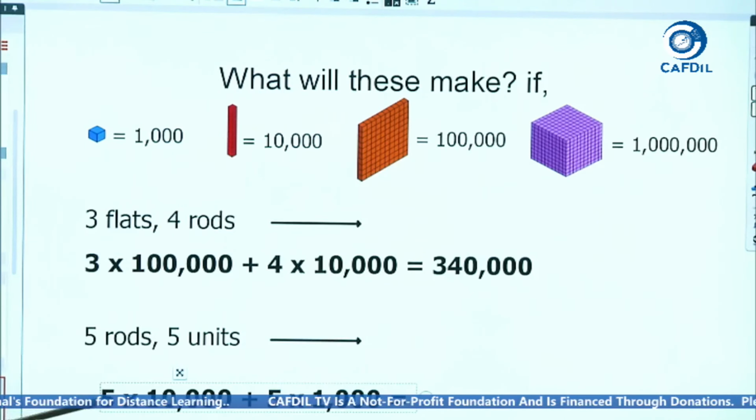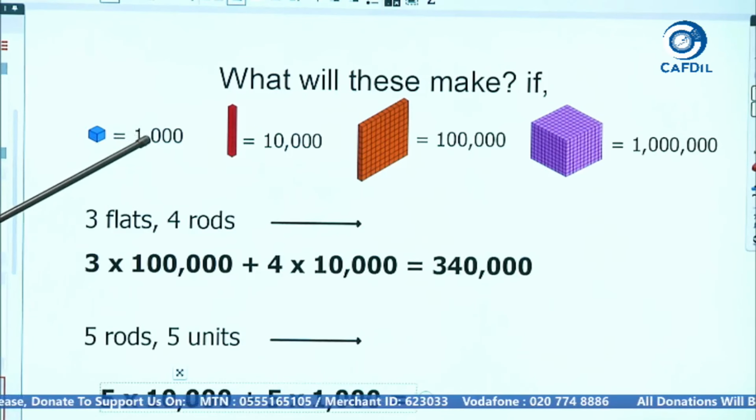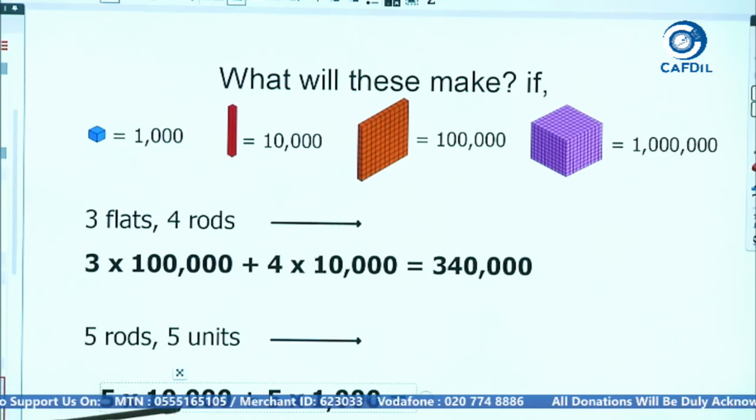So learners, 5 times 10,000. 5 of 10,000 will give us 50,000 plus 5 times 1,000. If you have 1,000, 1,000, so 5 of the units will give us 5,000. So when we add 50,000 to 5,000, the results will be 55,000 and we are good to go.